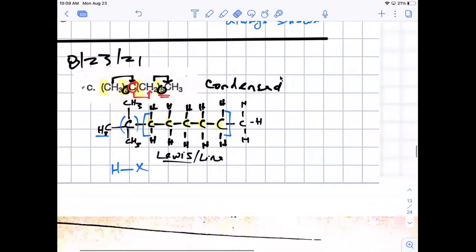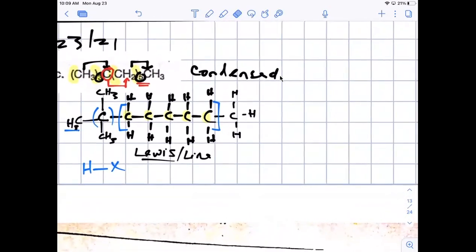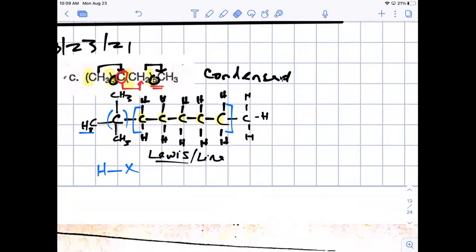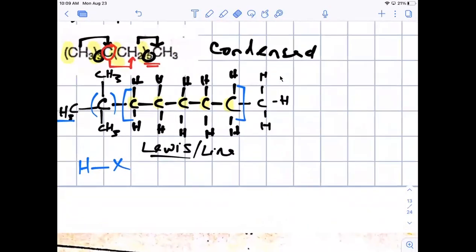All right. So now we're going to take this and convert it into skeletal form. What do I need to do first before I turn it into skeletal form? Anybody remember from Friday?